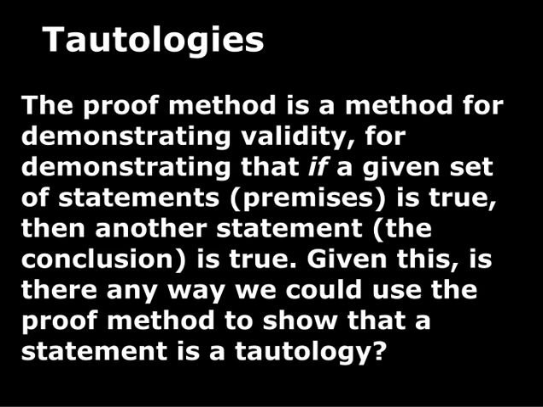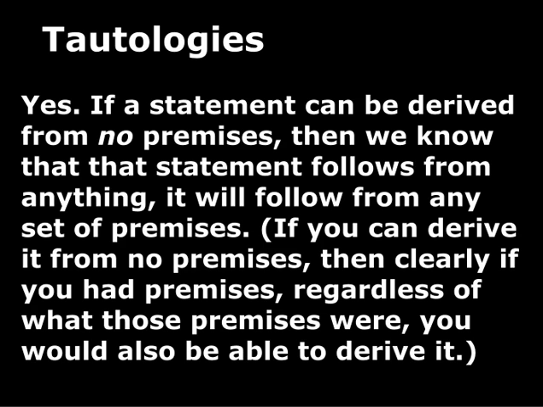We did that with truth tables in Chapter 2. Remember, you would do a truth table for the statement. And if the statement's truth column was only T's, then that statement would be a tautology. Is there any way we can use the proof method to do that work for us? The answer is yes. And here's the reasoning.